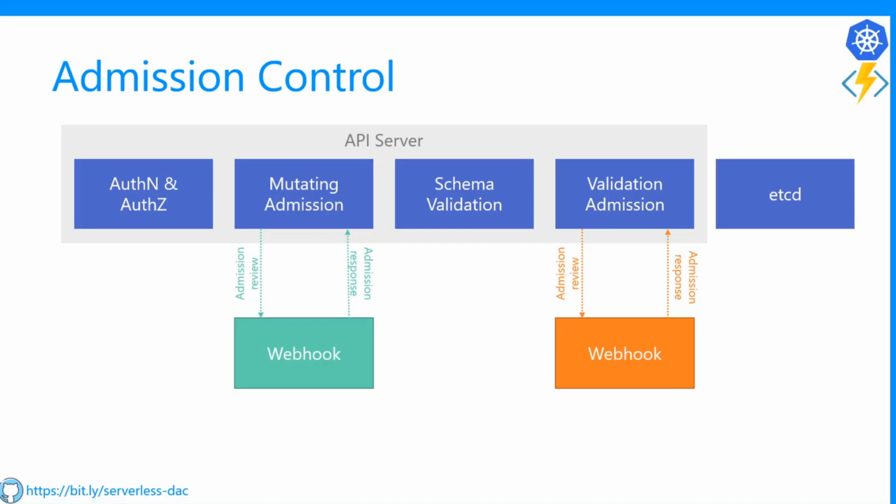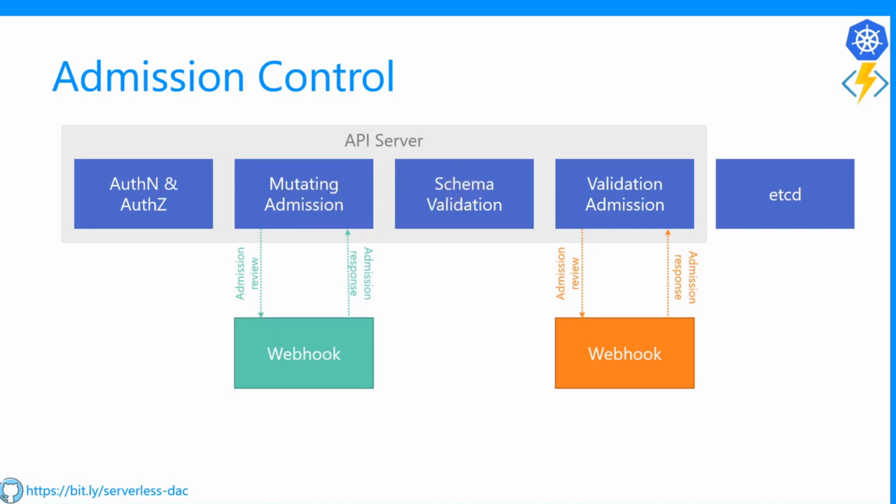Also, it doesn't need to process everything within the code base itself. It can defer the job of mutating the spec to another system, to another service. And this service can either live within the cluster or it can live outside the cluster as well. So what it does is it sends an admission review request to a service, and what it expects from the service is an admission response. And the admission response would essentially contain a modified spec, which might contain things like sidecars in it.